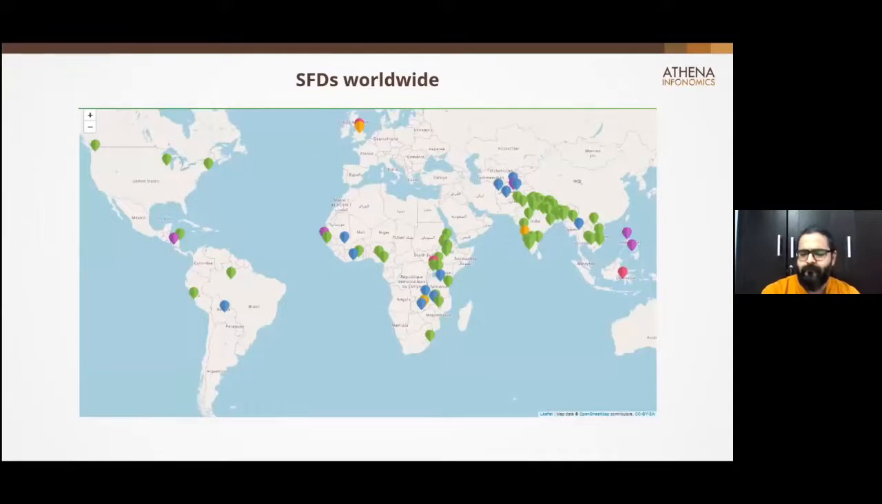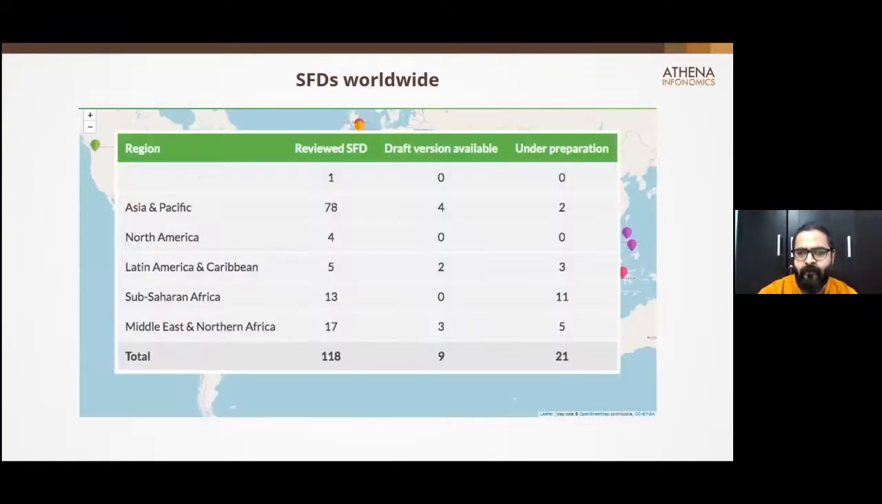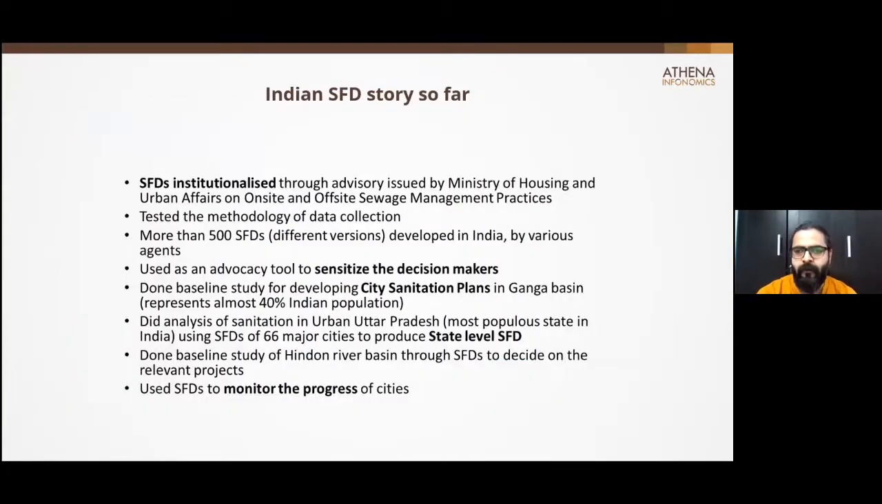Okay, so of course this we have. So worldwide there are several SFDs done across the world. These are some of the numbers.